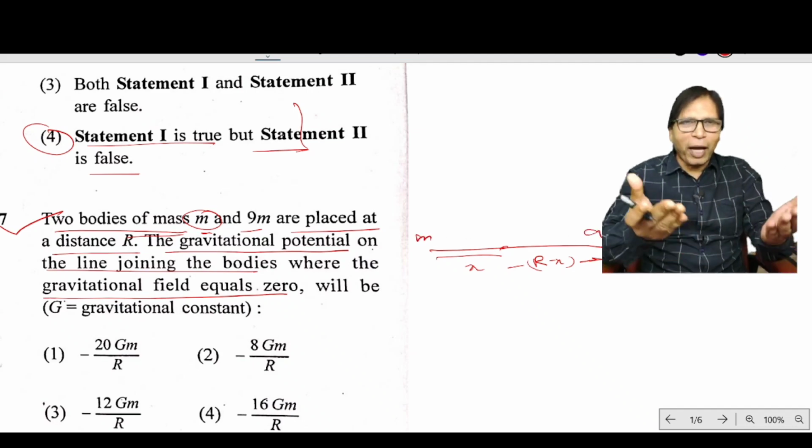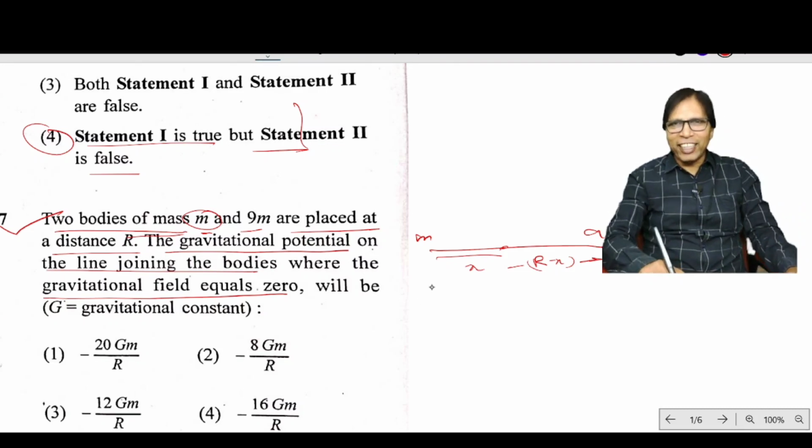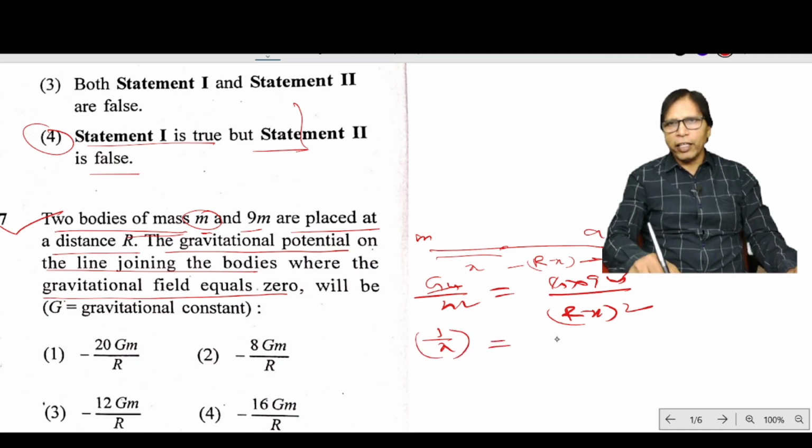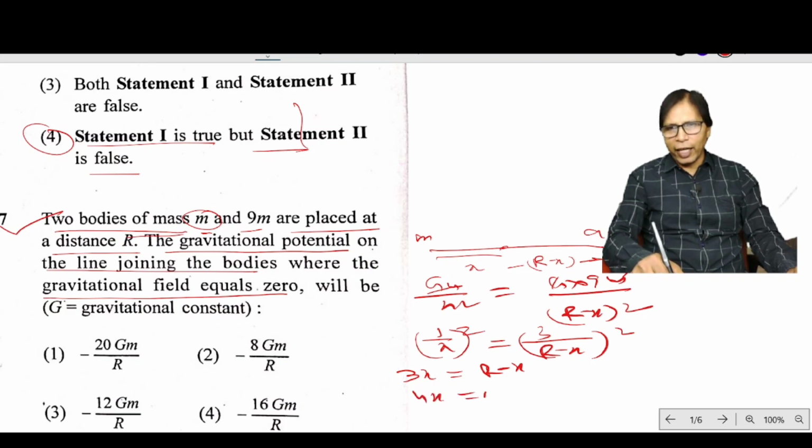What is the formula of gravitational intensity? It is GM by x square. This equals G into 9m divided by (R minus x) whole square. GM and GM cancel out. So 1 by x square equals 9 by (R minus x) whole square, giving 1 by x equals 3 by (R minus x). So 3x equals R minus x, 4x equals R. Therefore x equals R by 4.